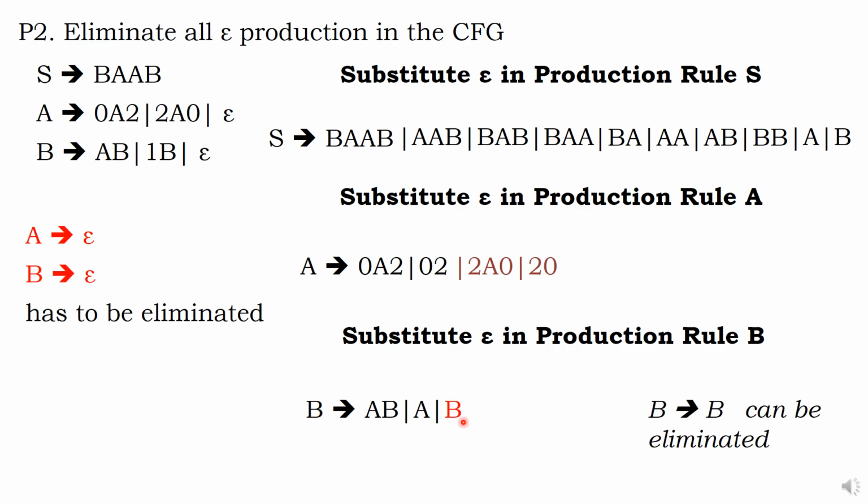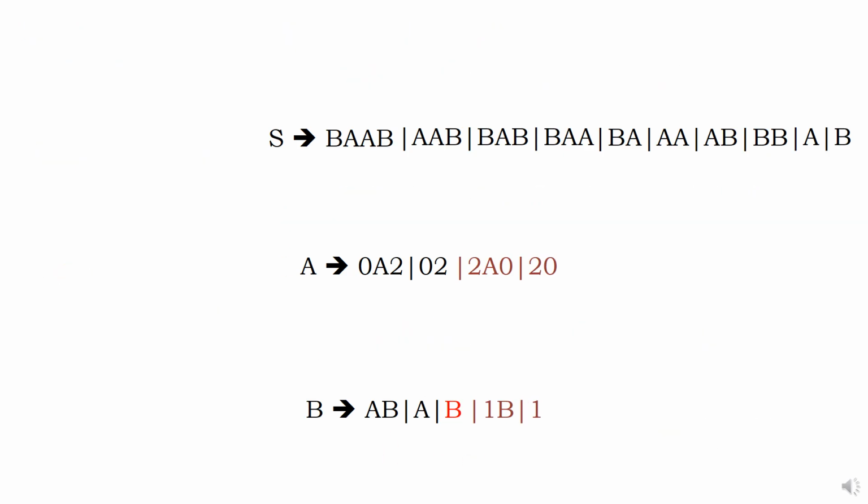Next. B gives B. What do they use? That is what I made it as red color. Okay. B gives B can be eliminated. Okay. I will do it later. Next. 1B I kept as it is. B place if you put epsilon, 1 I got it. Now, these are all the modified rules. Made it ready. This B I am going to eliminate later.